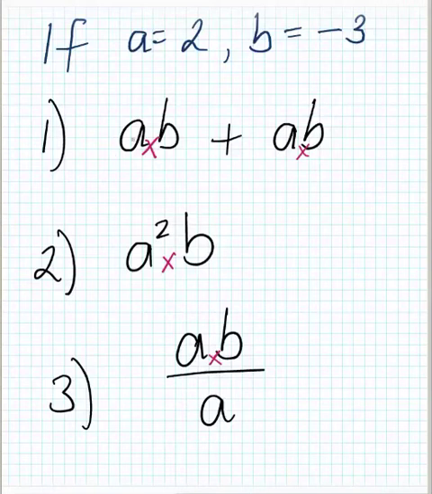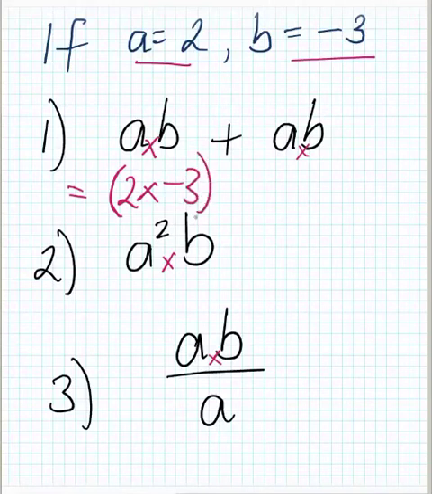Now, with question 1, we've got a times b. a is 2, b is -3. So I'll put this in brackets like this. 2 times -3. We've got to do that first. Plus a times b, the same thing. 2 times -3.